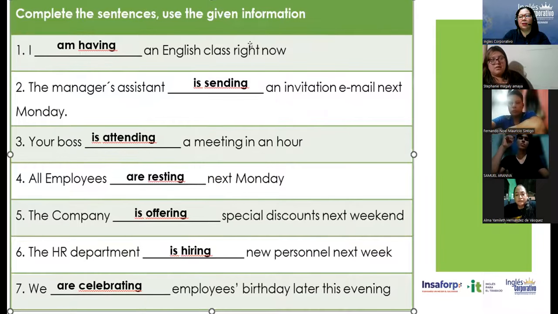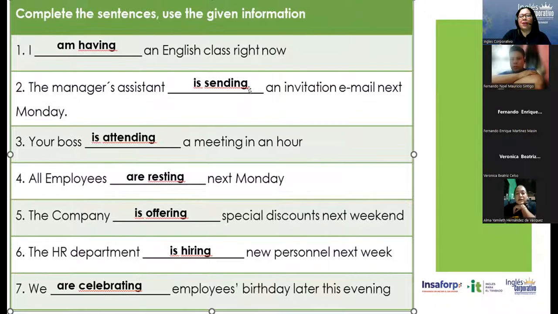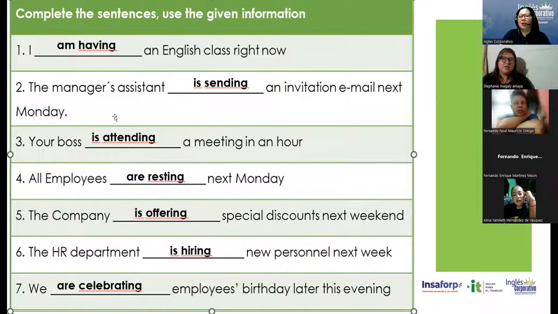And one thing that is very important. Let me see if it is possible. No, it is not possible. All right. Number two. The manager's assistant, word by word, everybody. The manager's assistant is sending an invitation email next Monday. Regular speed. The manager's assistant is sending an invitation email next Monday. Very good.